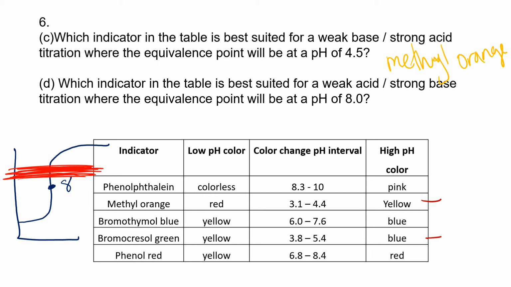So looking here, there's really only one basic indicator, and that's phenolphthalein. So that's our only option here. So it's going to turn from colorless to pink whenever we get right past that 8.